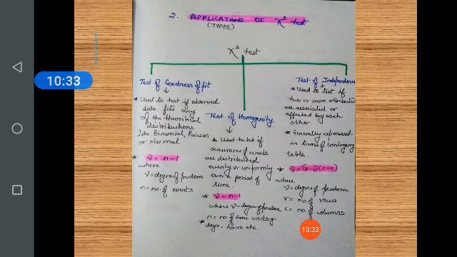And the last is the chi-square test of independence. The chi-square test of independence is used to test if two or more attributes are associated or affected by each other or not. It is generally expressed in terms of a contingency table, and hence the formula for degree of freedom is (r minus 1) into (c minus 1).